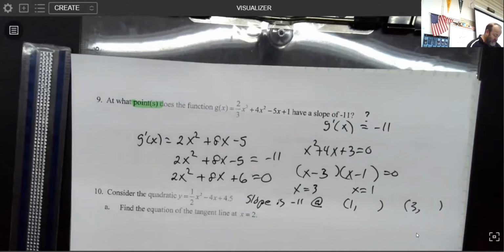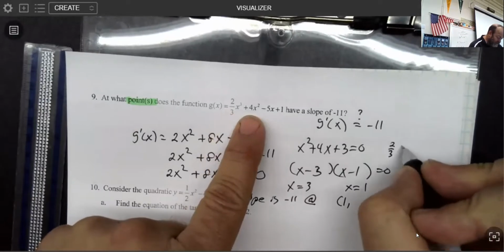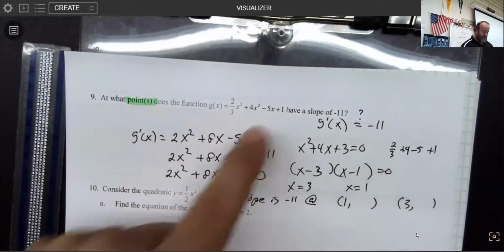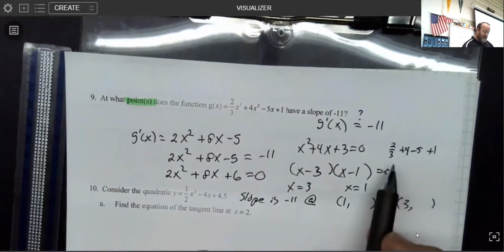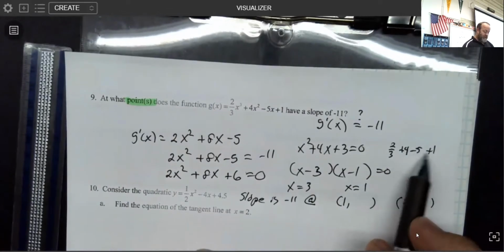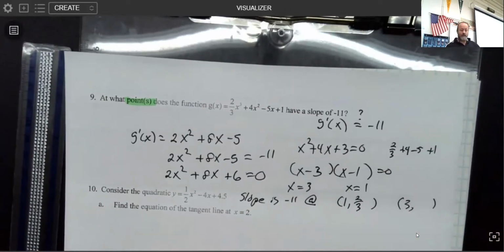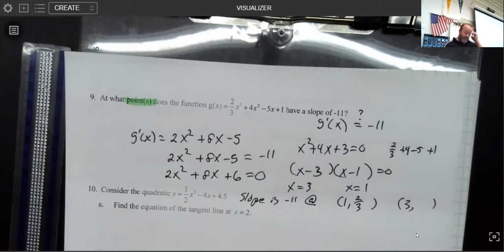So going back to the original problem, if I plugged in 1, I get 2/3. If I plug in 1, I get 4. If I plug in 1, I get -5. And if I plug in 1, I get 1. And so interestingly enough, on this problem, I actually see that this 4, 1, 5, all that stuff cancels out. And so the coordinate is 1, 2/3. That wasn't too bad.